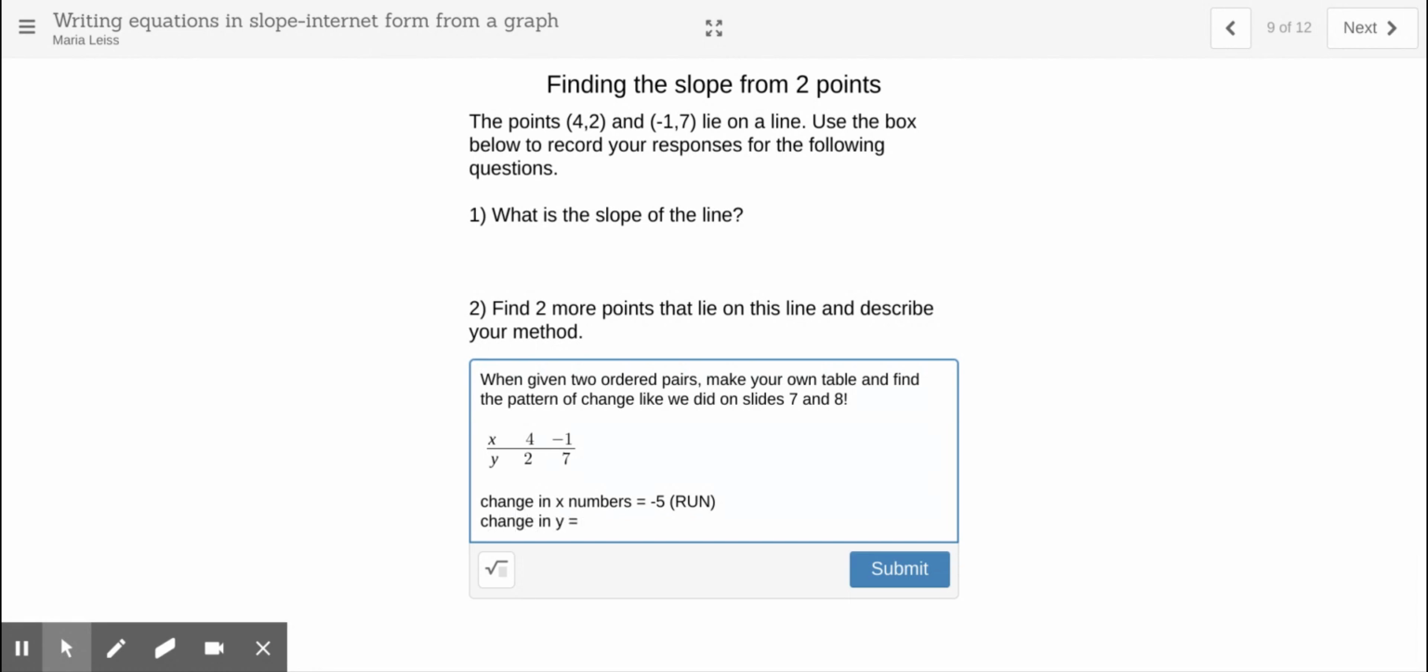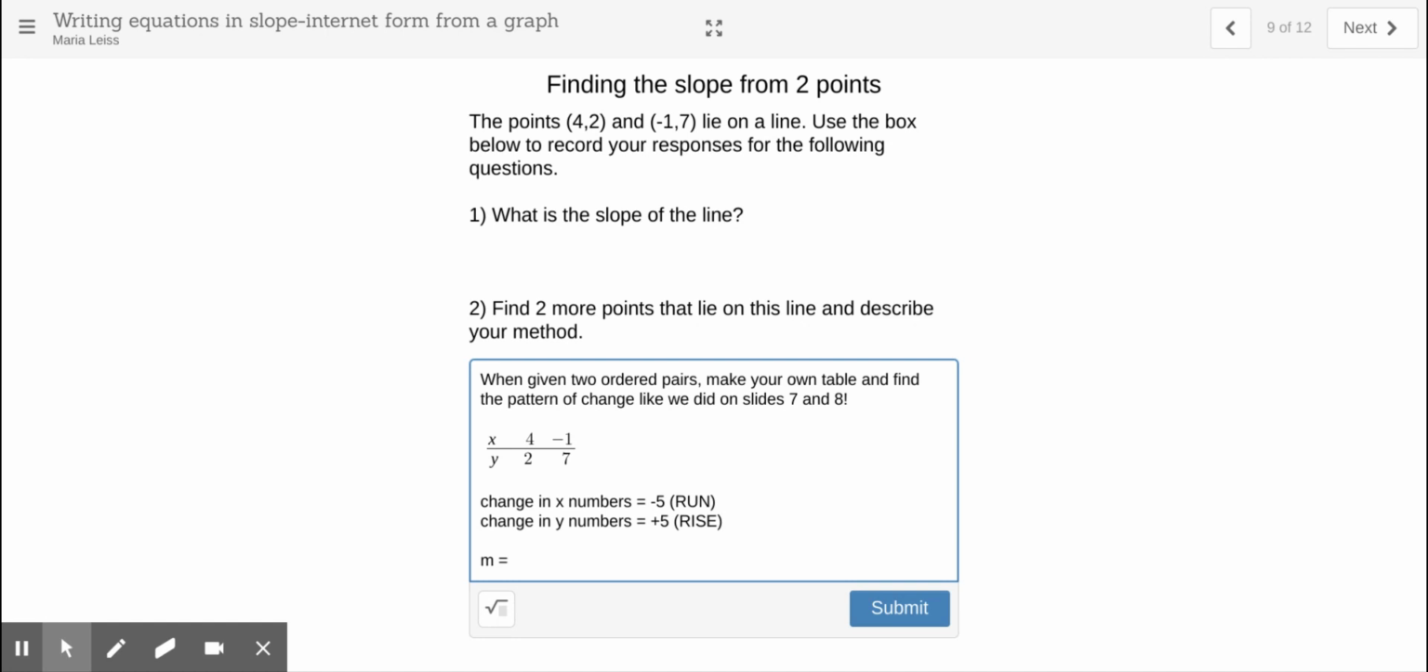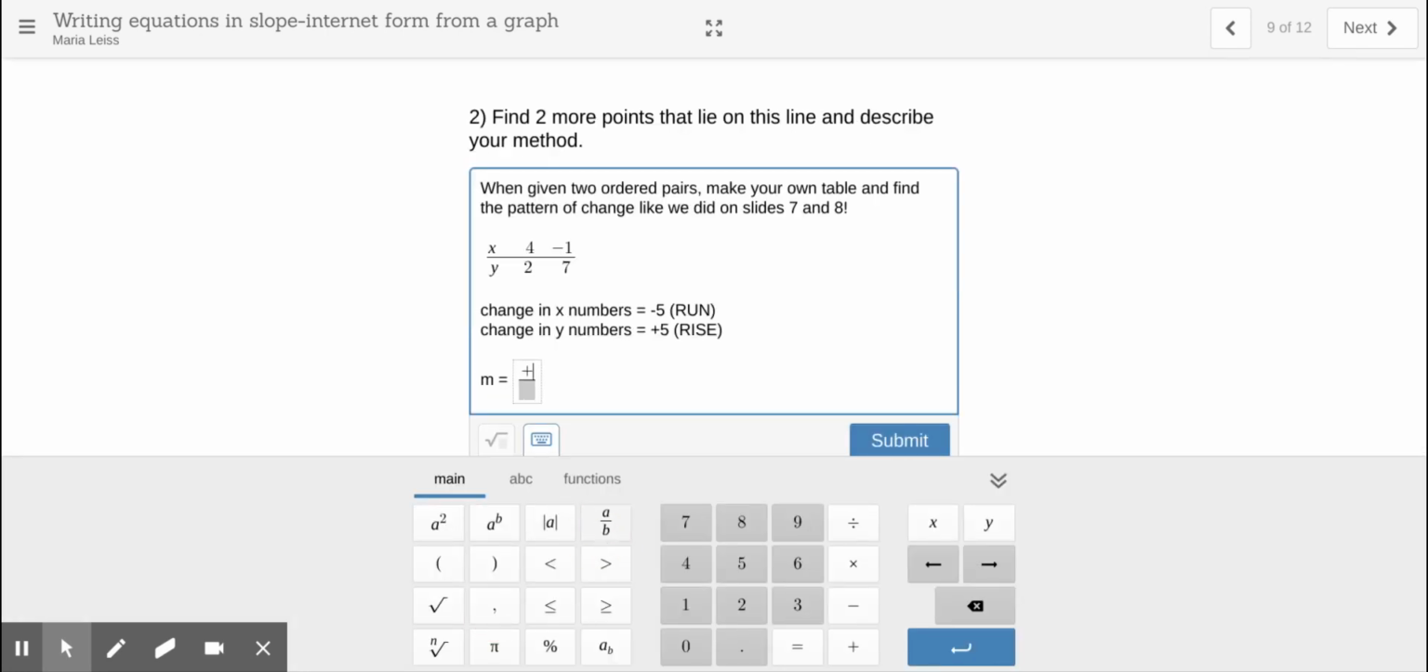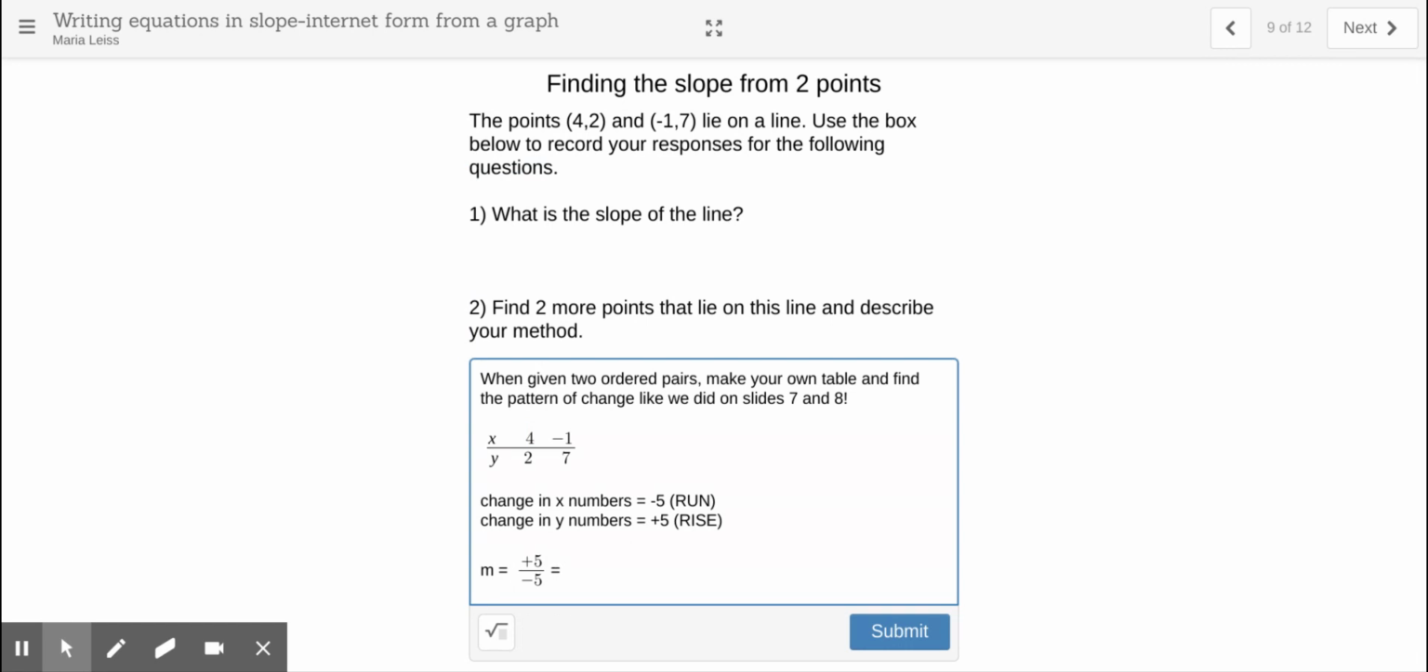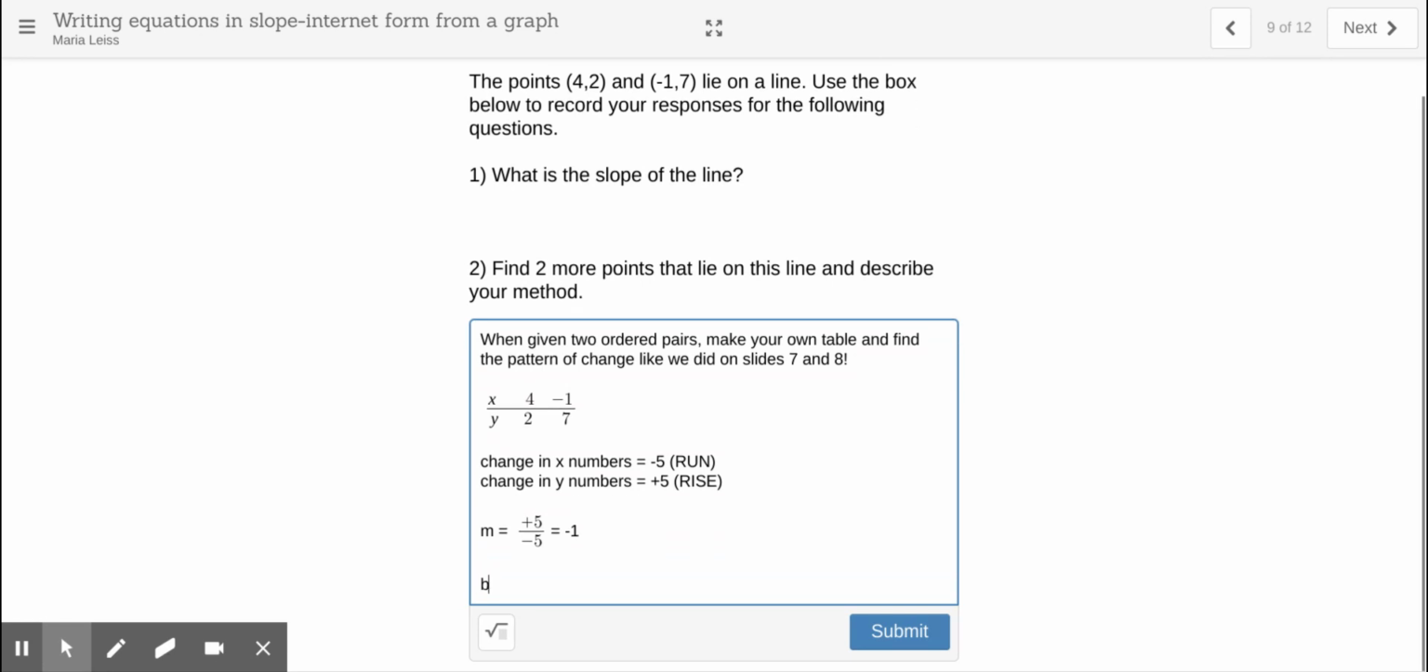Our change in y, I'm going from 2 up to 7. So, yep, I'm adding 5. That's my rise. So my m is rise over run, which is going to be plus 5 over minus 5, not 0. Don't think that. 5 divided by negative 5 is going to be a negative 1. So my slope is a negative 1.